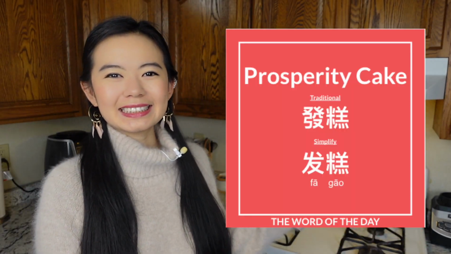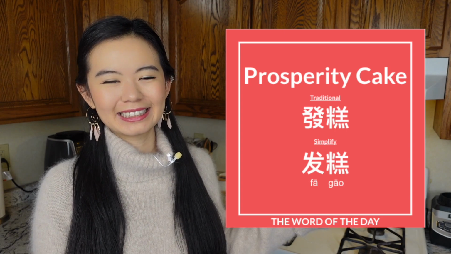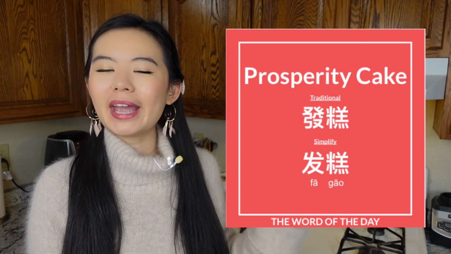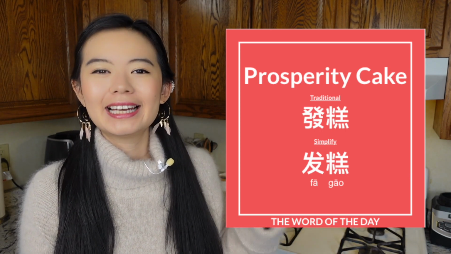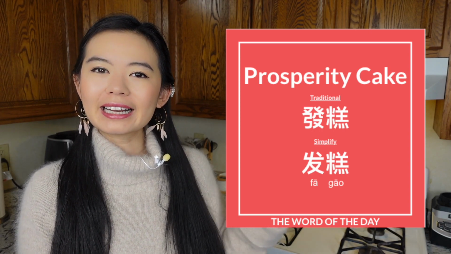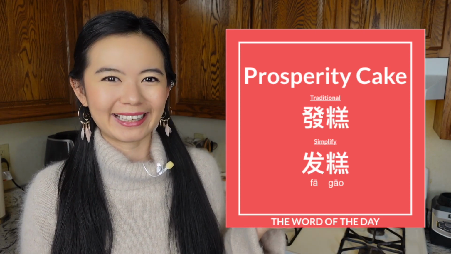The word of the day today is fa gao, the prosperity cake. As we mentioned earlier, the character fa means wealth, and it also means the fermentation and the rising action of the cake. And the last character gao means cake. So fa gao means rising cake, and we also call it the prosperity cake.